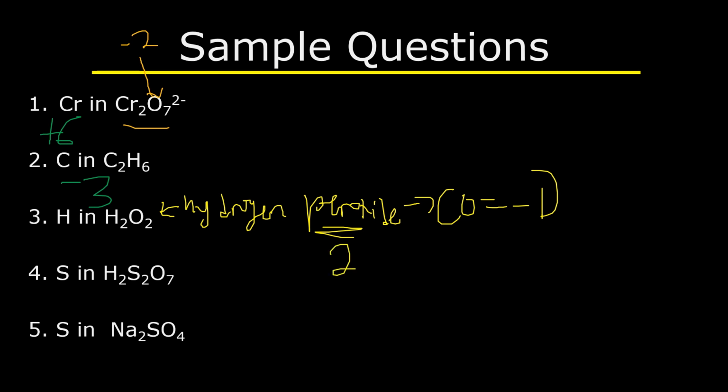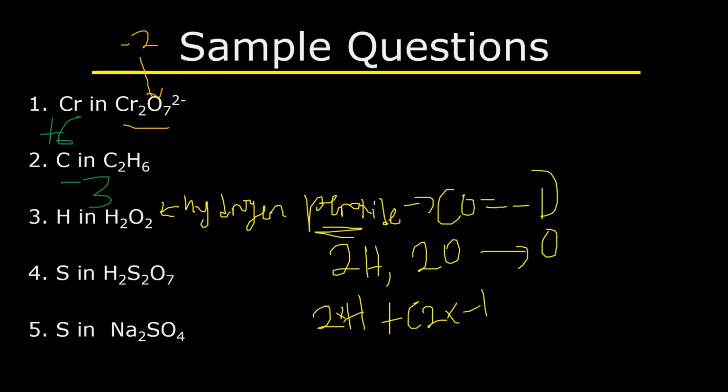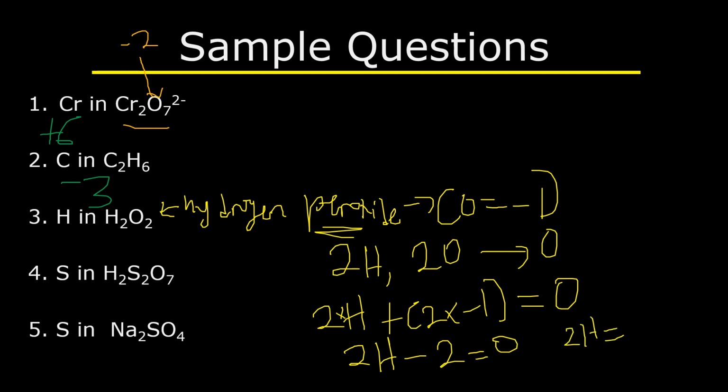In H2O2, you have 2 hydrogens and 2 oxygens. All of this gives a neutral charge of 0. So you're going to say 2 times H, since H is what we're solving for, plus 2 times -1, equals 0. So 2H minus 2 equals 0. Then 2H equals 2, and H equals +1, which is the normal charge that we see for hydrogen. So the answer is going to be +1. Next one.